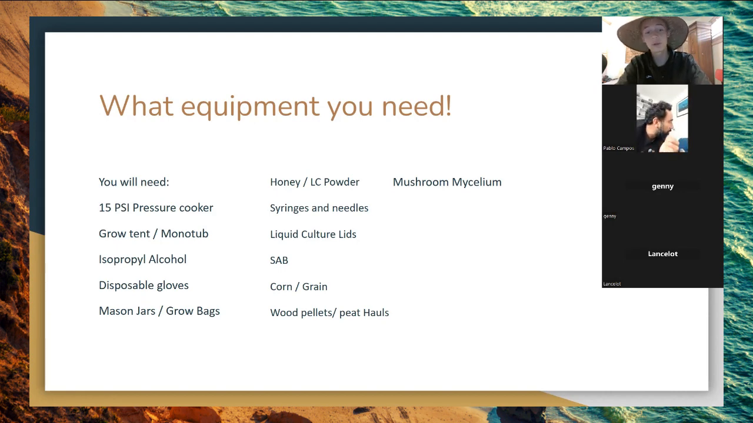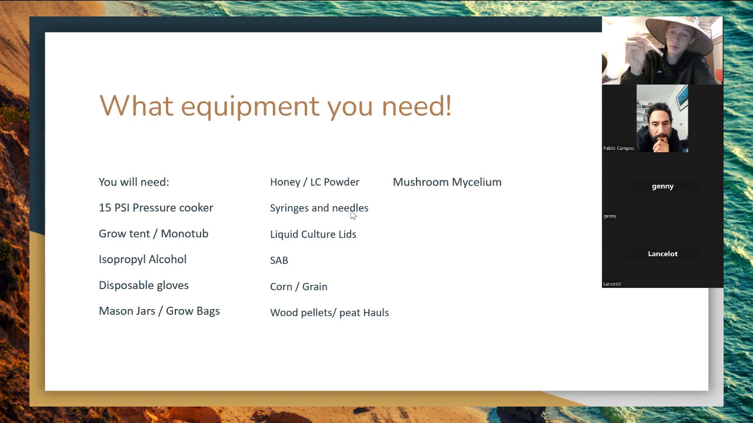That's a reusable source. Now, grow bags right here are a must-have if you want to do mass production in an efficient way. And mason jars are also a must-have. So one of these two, this one's reusable, that one is not reusable. Grow bags are used in mass production, but it's totally up to you guys how you want to grow your mushrooms. So what you're gonna need is honey or LC powder, syringes, and needles.